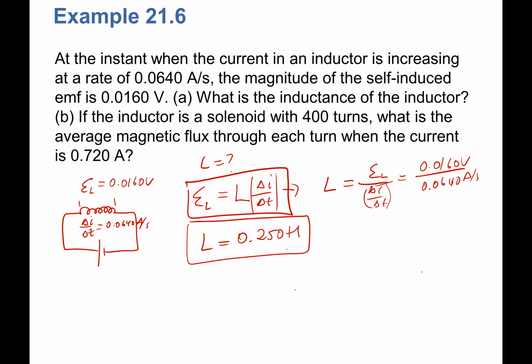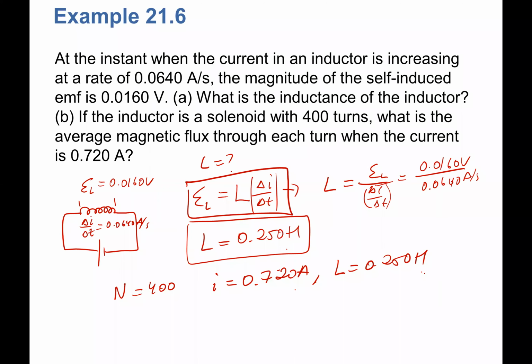All right, so part B says, if the inductor is a solenoid with 400 turns, what is the average magnetic flux through each turn when the current is 0.72 amps? Since I'm given the number of turns, 400, and I'm given that at some instant there's a current of 0.72 amps, and obviously now I have the inductance of 0.25 Henry.